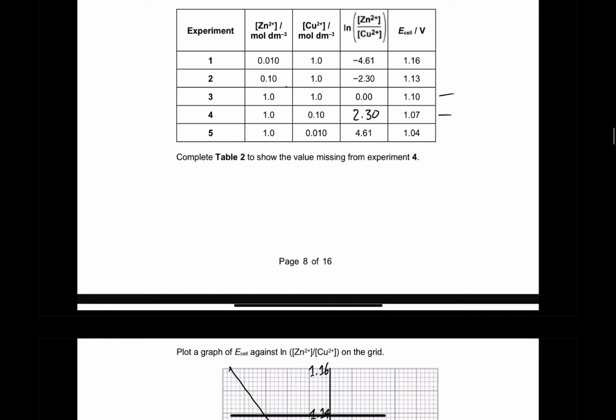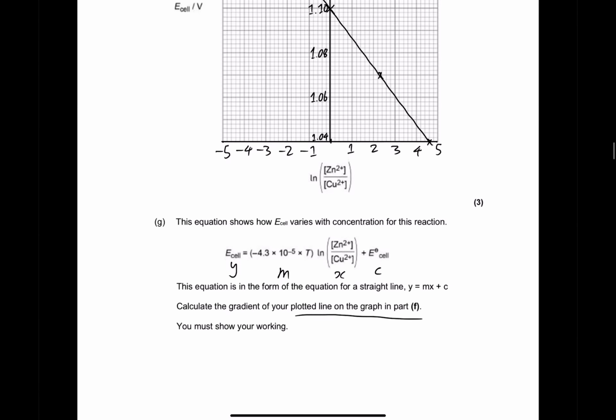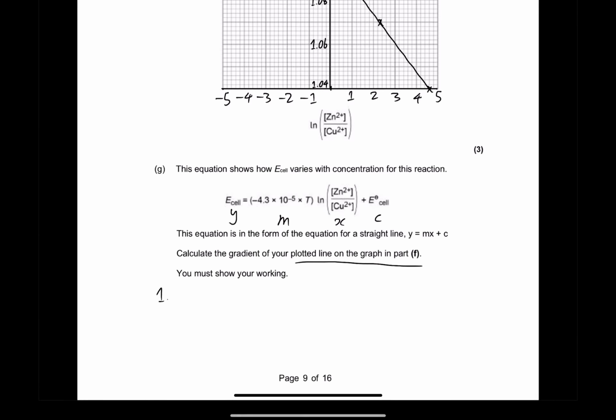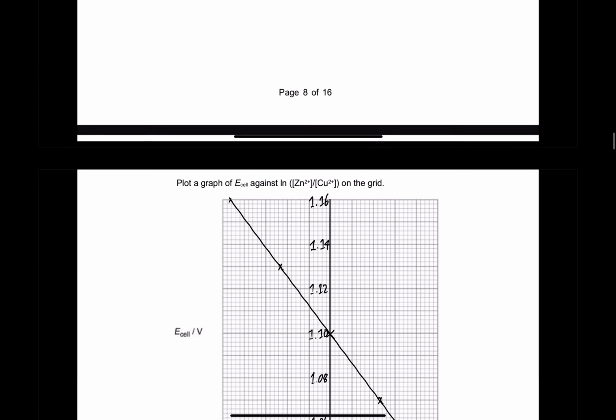So 1.07 minus 1.1. 1.07 minus 1. It's always rise over run. Why can't I move my... Okay.